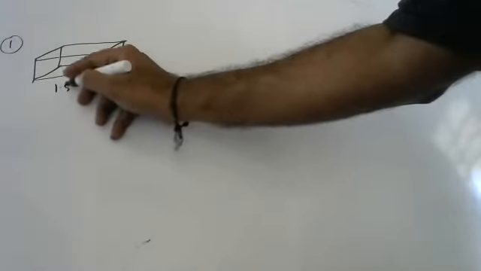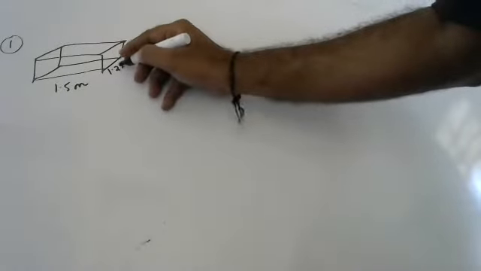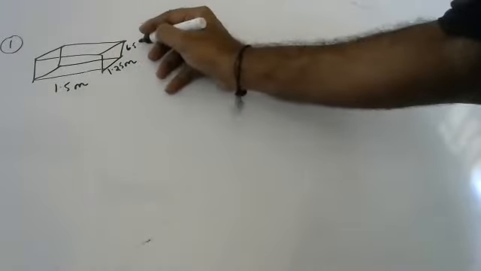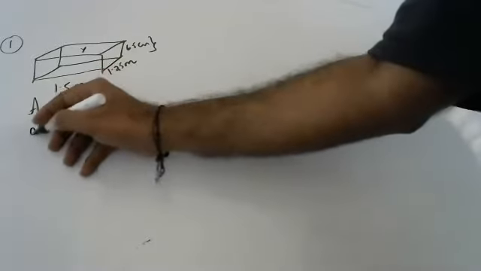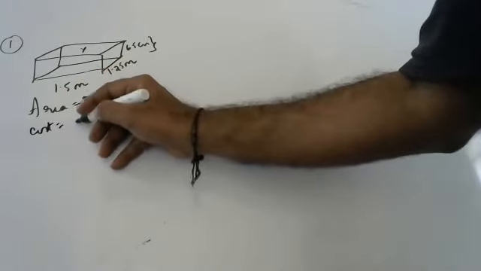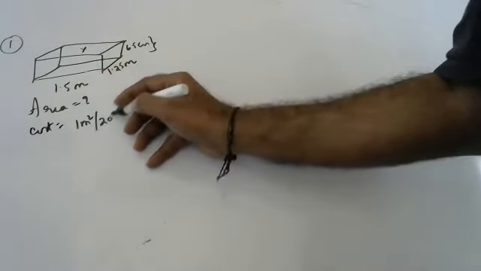1.5 meter long, 1.25 meter wide, and 65 centimeters deep. Okay, children, it is open at the top. Ignoring the thickness, find the area of the sheet and the cost of the sheet. Area of the sheet is asked, and the cost at the rate of 1 meter square costs 20 rupees.